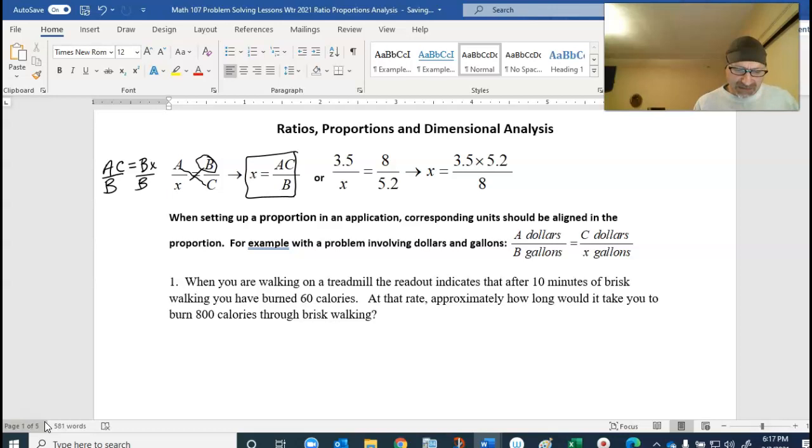So here if X is unknown, if you multiply 3.5 times 5.2 and then divide by the 8, which is opposite of the X, that should give you what X is. It's just a quick calculation on your calculator.